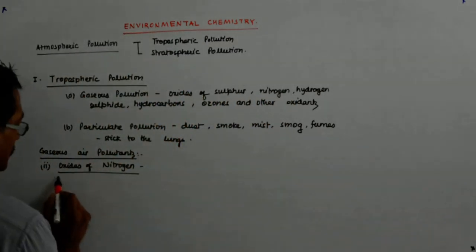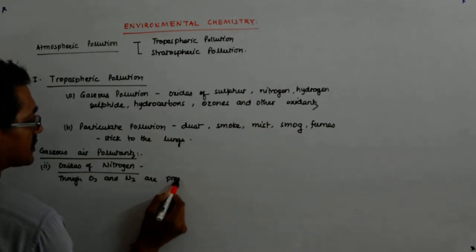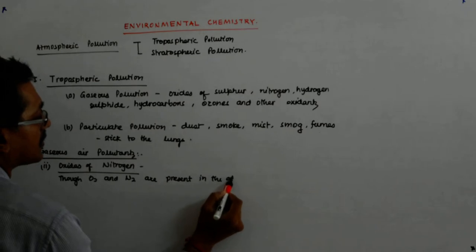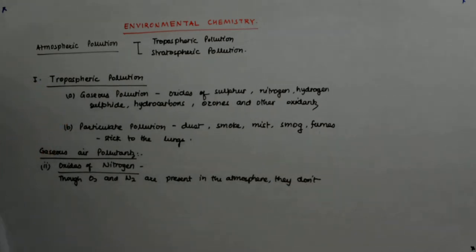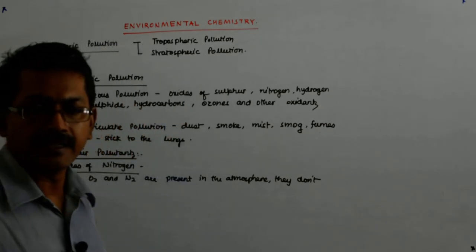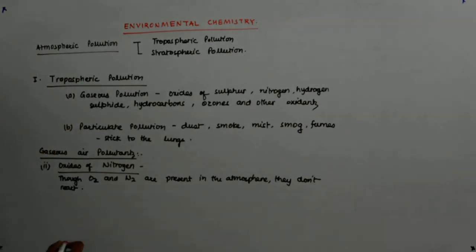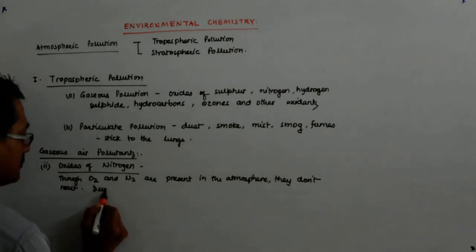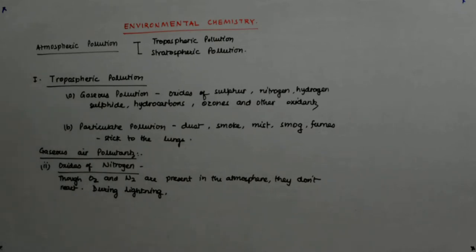Okay? So though O2 and N2 are present in the atmosphere, they don't react. Now during the lightning and at high altitudes, when in the presence of lightning, they react and form NO2. So during lightning, at high altitudes, they combine to form oxides of nitrogen.